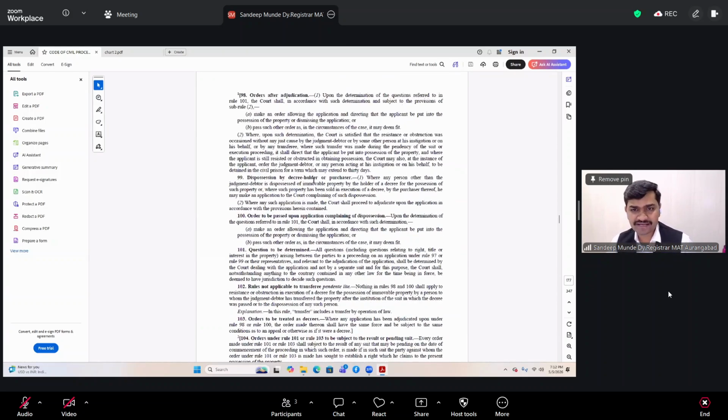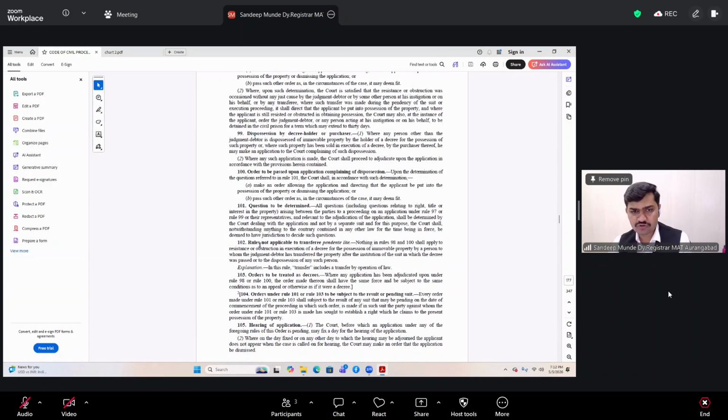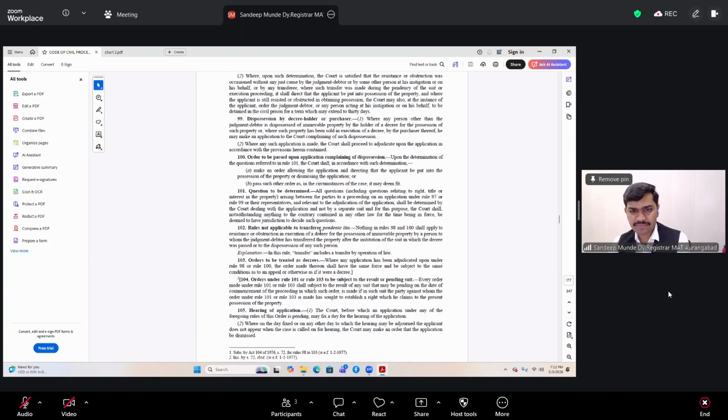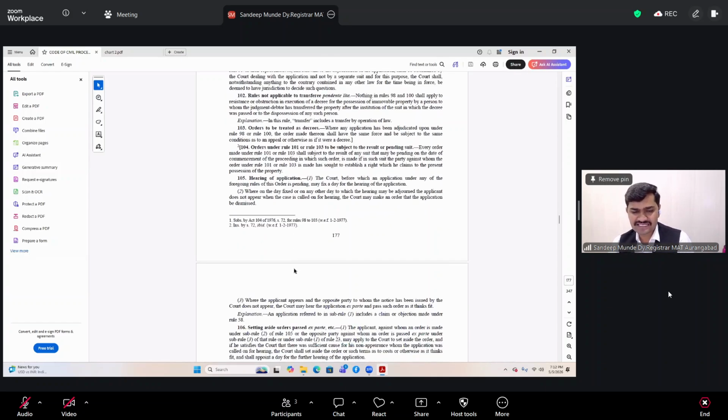Rule 99, dispossession by decree holder or purchaser. Rule 100, order to be passed upon application complaining of dispossession. Rule 101, questions to be determined by the executing court. Rule 102, rules not applicable to a transferee pendente lite during pendency of the execution proceeding or the suit; if he has purchased that property, that rule is not applicable. Rule 103, orders to be treated as decree: any adjudication made under Rule 98 or 100 will be the same as a decree. Rule 104, orders under Rule 101 or Rule 103 to be subject to the result of pending suit. Rules 105 and 106, hearing of the application and setting aside the order passed ex parte, etc.